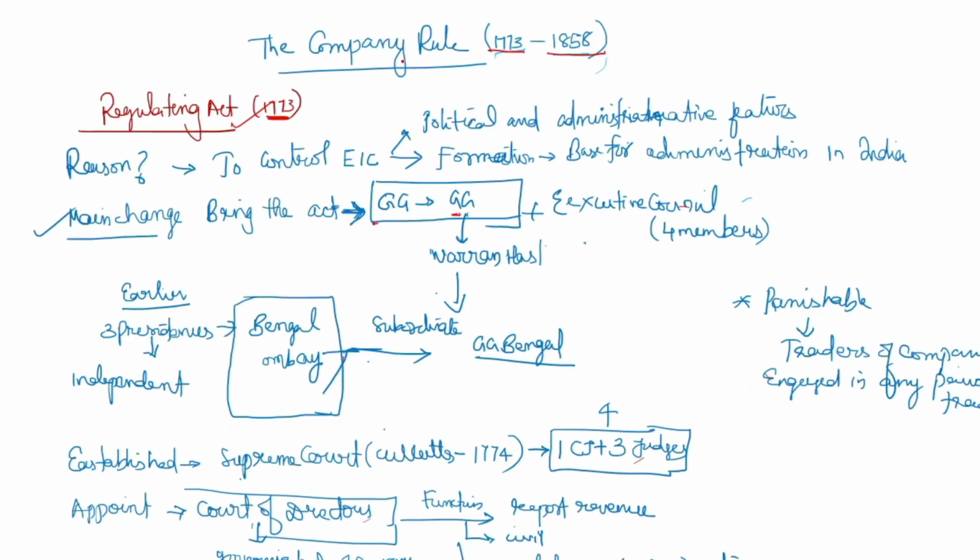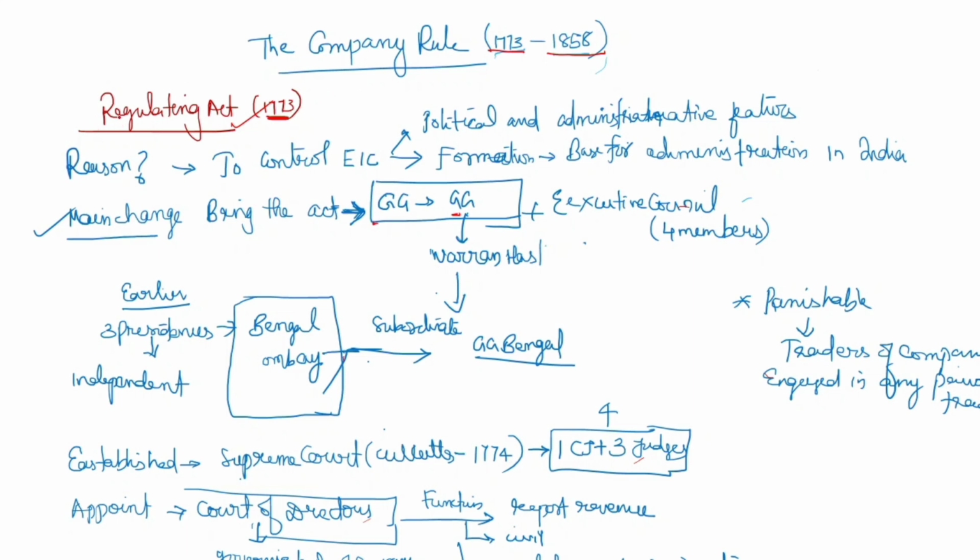So, here we are going to the company rule. It's the period between 1773 and 1858. The first act, or first rule, is the Regulating Act, which was implemented in 1773.